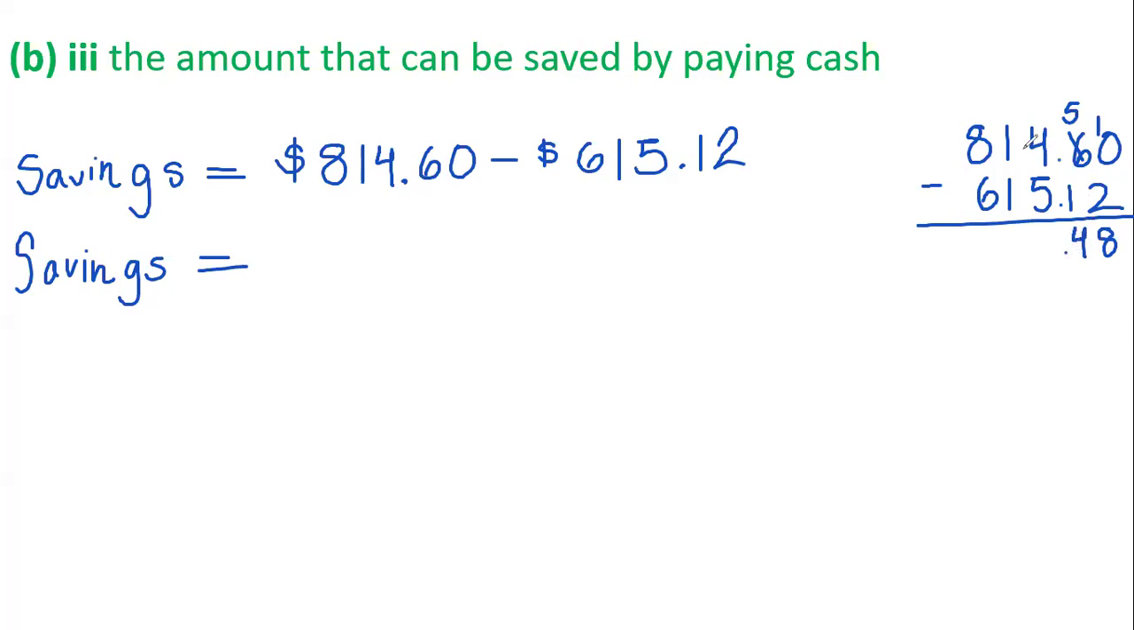Put the decimal point here. 4 minus 5, we can't really do that. This becomes 0 and this becomes 1. 14 minus 5 is 9. 0 minus 1, we can't really do that, so it's going to be 7, and that's going to be 10. 10 minus 1 is 9. And then 7 minus 6 is 1. So this gives us $199 and 48 cents.